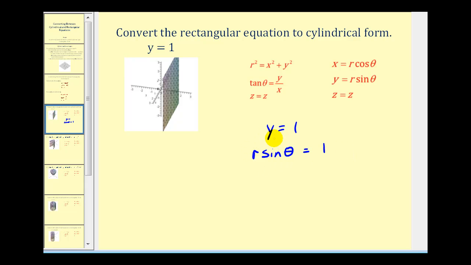Now typically when we have a cylindrical equation we want to solve it for r. So let's go ahead and divide both sides by sine theta. So r is equal to 1 over sine theta, but we can rewrite this to eliminate the fraction as r equals cosecant theta. Remember, sine and cosecant are reciprocals of one another. Let's go and take a look at another example.